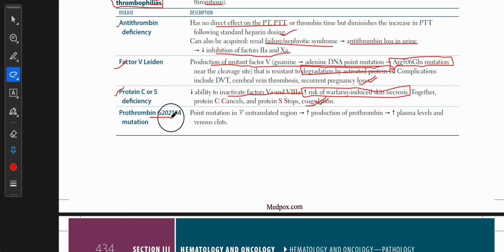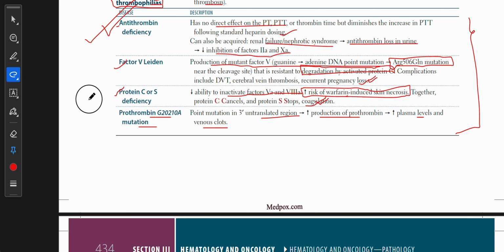The other disease in hereditary thrombophilia is the prothrombin G20210A mutation. It is a point mutation in the 3' untranslated region that leads to increased production of prothrombin, which leads to increased plasma levels and venous clots. These are the diseases we have to remember in hereditary thrombophilias. And out of these, antithrombin deficiency and protein C and protein S deficiency are a must.